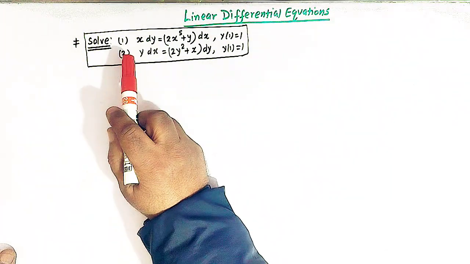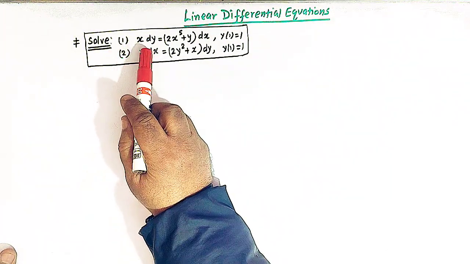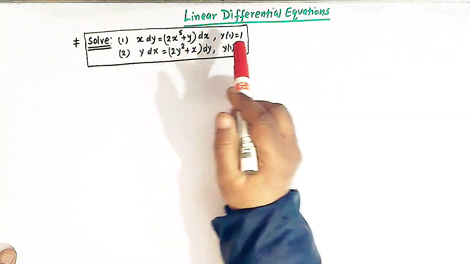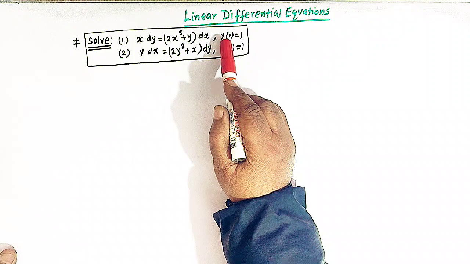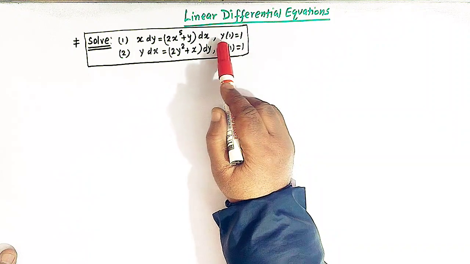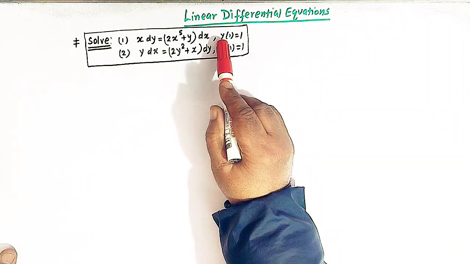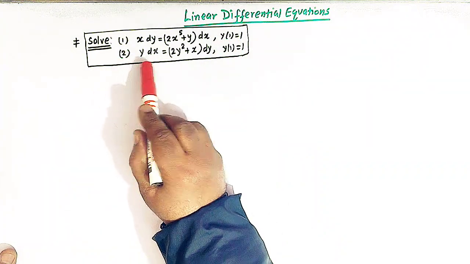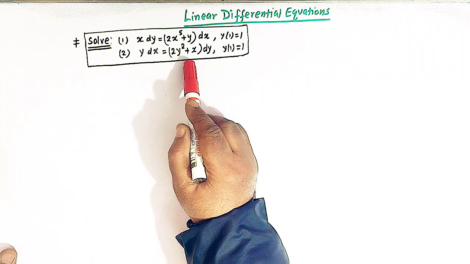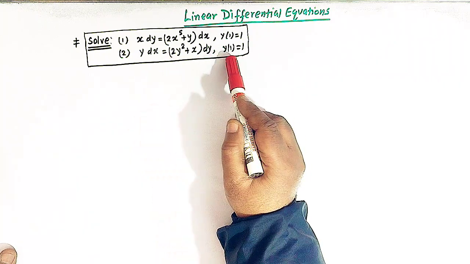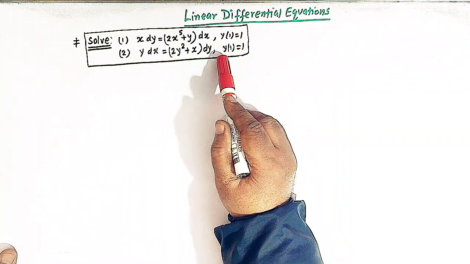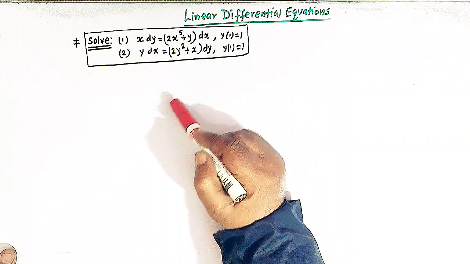So here the first equation is x dy is equal to 2x raised to 5 plus y dx, and we have to find the particular solution at this condition, that is when x is 1, y is equal to 1. And similarly the second equation is y dx is equal to 2y square plus x dy, and the condition is x is equal to 1 and y is equal to 1.